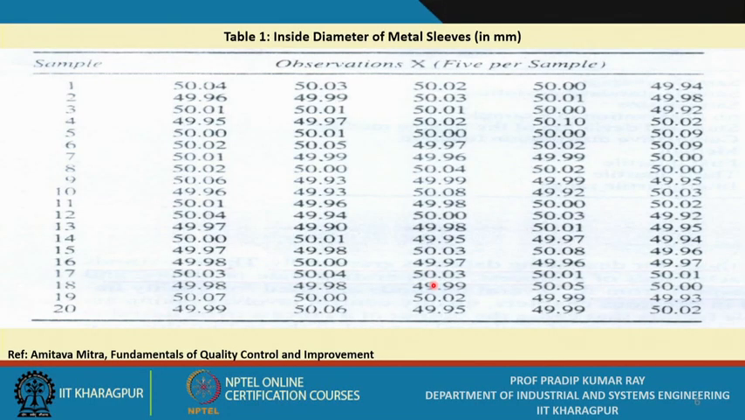So, inside diameter of the metal slips. How many data points have you collected? This is 20 in each sample. How many samples do you have? Like, say, 1, 2, 3, 4, 5. So altogether you have 100 data points. Is it okay? And it's a variable. So the general notation is observation X, 5 per sample. So this is the data you have collected. Looking at this data, you cannot get any meaningful information.